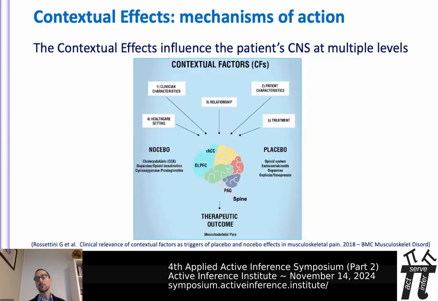But how do contextual factors work in practice? I will use this image to explain their mechanisms of action briefly. Whenever patients interact with the healthcare context, they are always influenced by the five contextual factors.